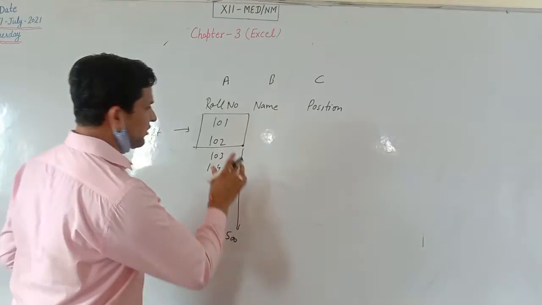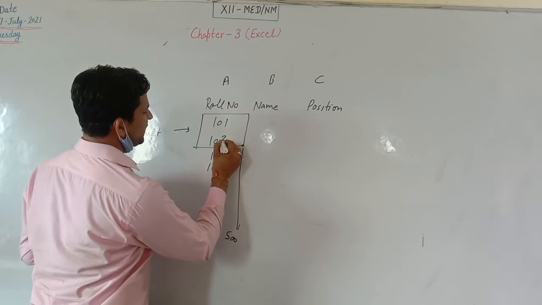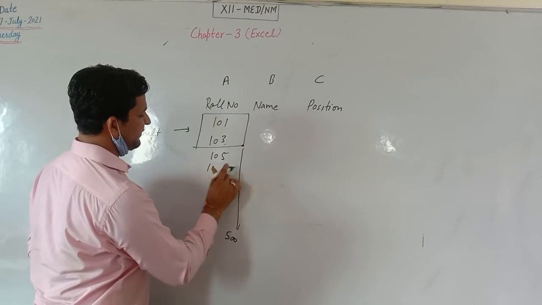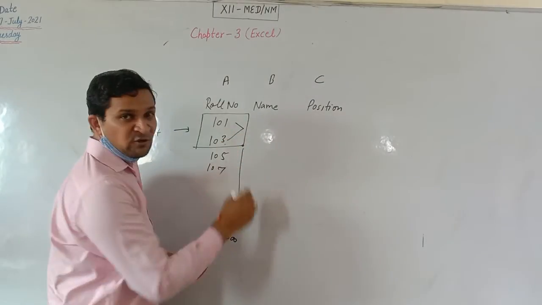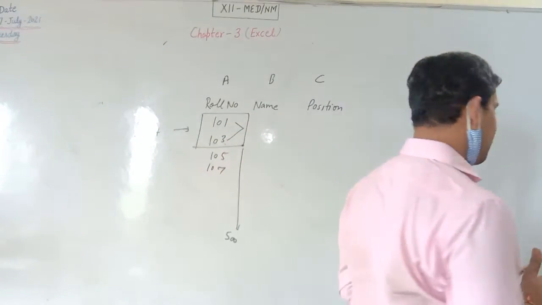Suppose your roll numbers are not at single distance, they are 101, 103. Again the same process. Automatically it will take the next value 105, then 107. Whatever the difference is between these two values, it will be followed in the full record. This is the concept of autofill.